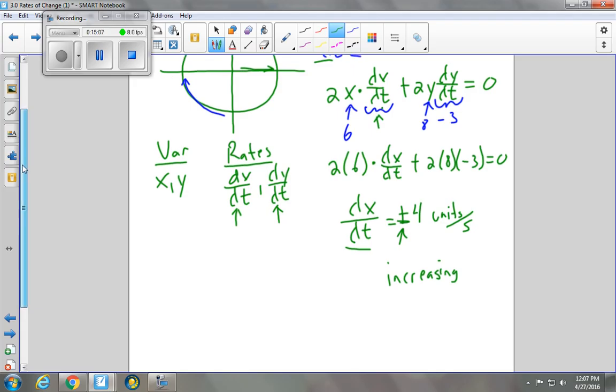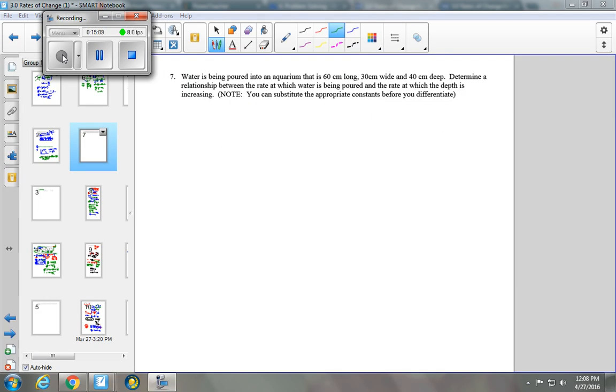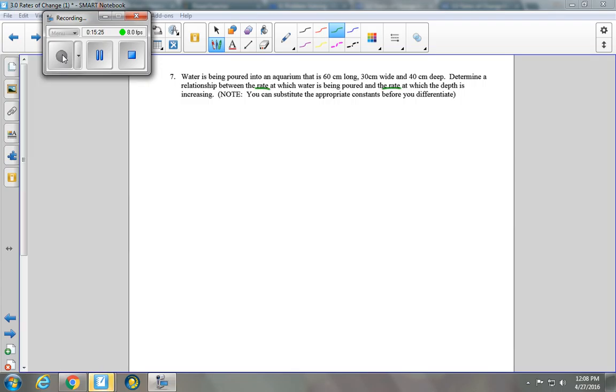All right, last question. Okay, so it says water is being poured into an aquarium that is 60 centimeters long, 30 centimeters wide, and 40 centimeters deep. Determine the relationship between the rate at which water is being poured and the rate at which the depth is increasing. In this case, they didn't give us a number for the rate. We just need to come up with an equation in the end, is what we're after.